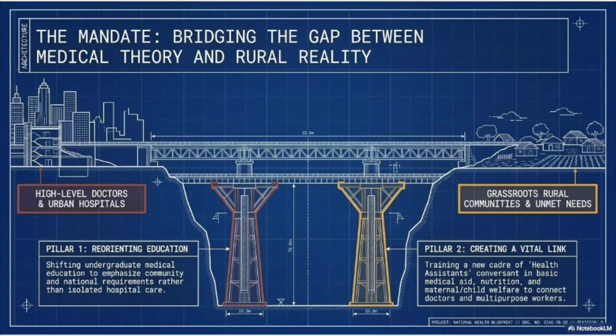Pillar 1 was reorienting education, shifting undergraduate medical education to emphasize community and national requirements rather than isolated hospital care. Pillar 2 was creating a vital link by training a new cadre of health assistants who were conversant in basic medical aid, nutrition, and maternal and child welfare to connect doctors and multipurpose workers.